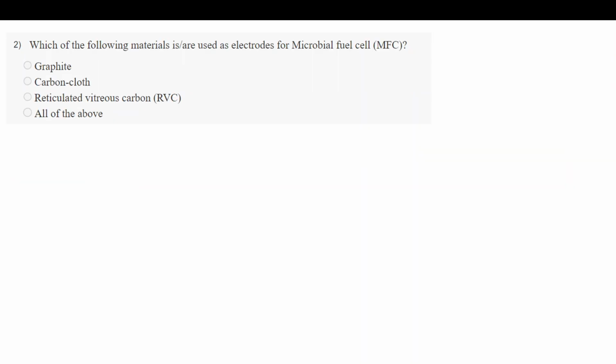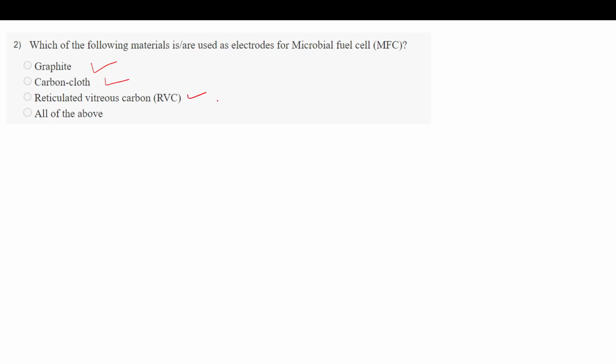Yeah. Next is: which of the following materials is or are used as electrodes for a microbial fuel cell? As we have discussed, electrodes are one of the major components in the microbial fuel cell which defines its efficiency. Depending on the requirement, there could be various types of electrodes available, and graphite, carbon cloth, or reticulated vitreous carbon are all types of electrodes that are used.